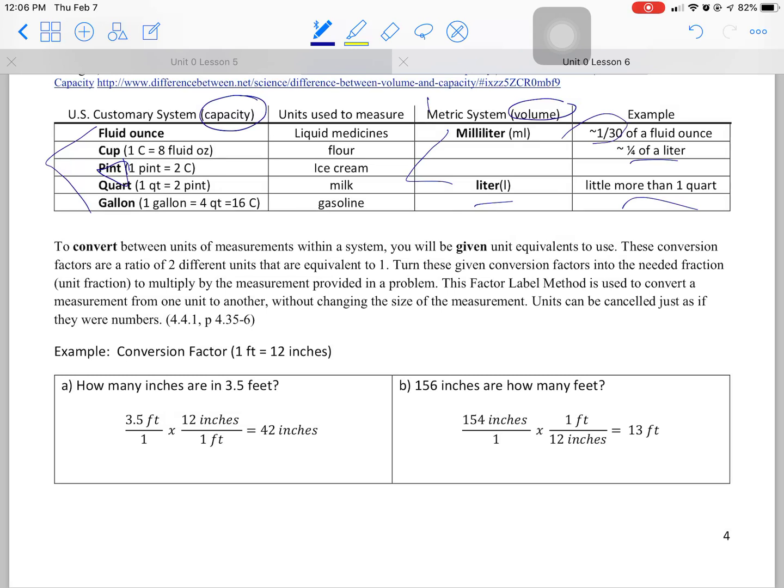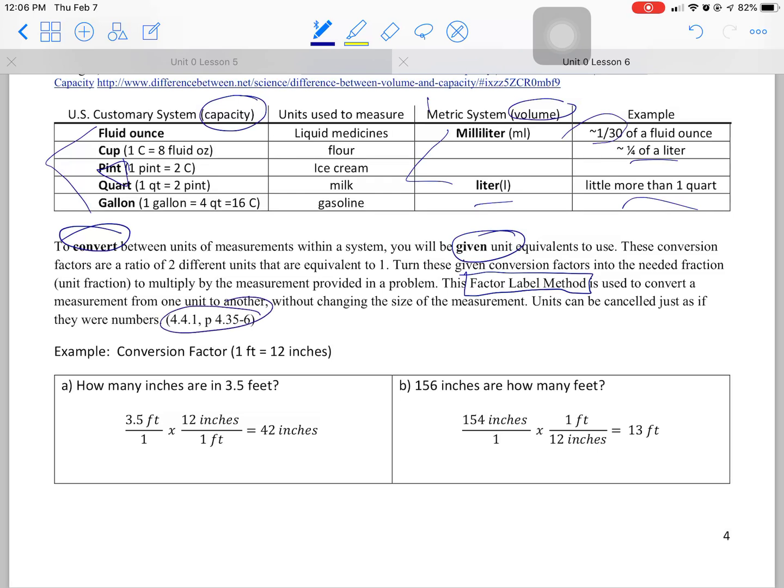That's a business question. So that's the basics. All right, so what do we care about? We are going to be converting units of measurement in a system. You will be given the equivalent units, so we don't have to memorize any of those, okay? We're just going to convert one type to the other. We're going to use the factor label method they tell us in the book.